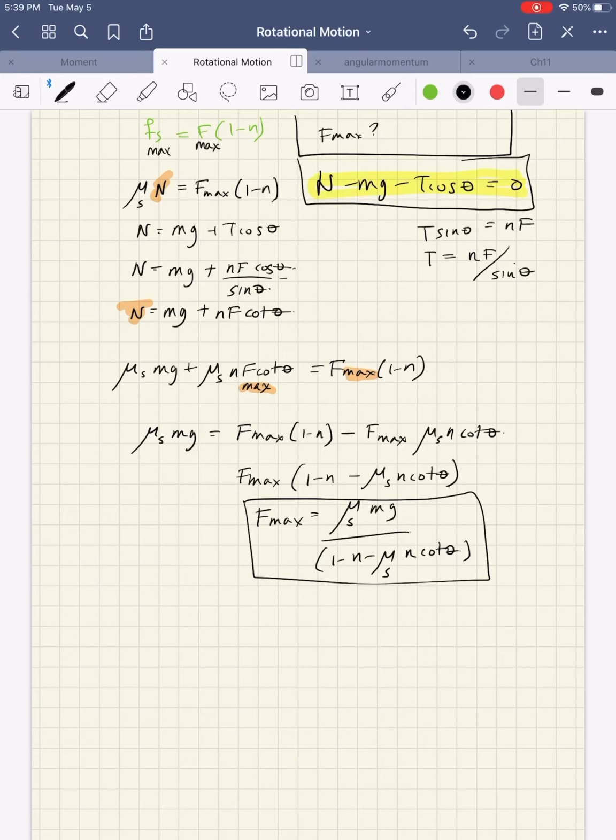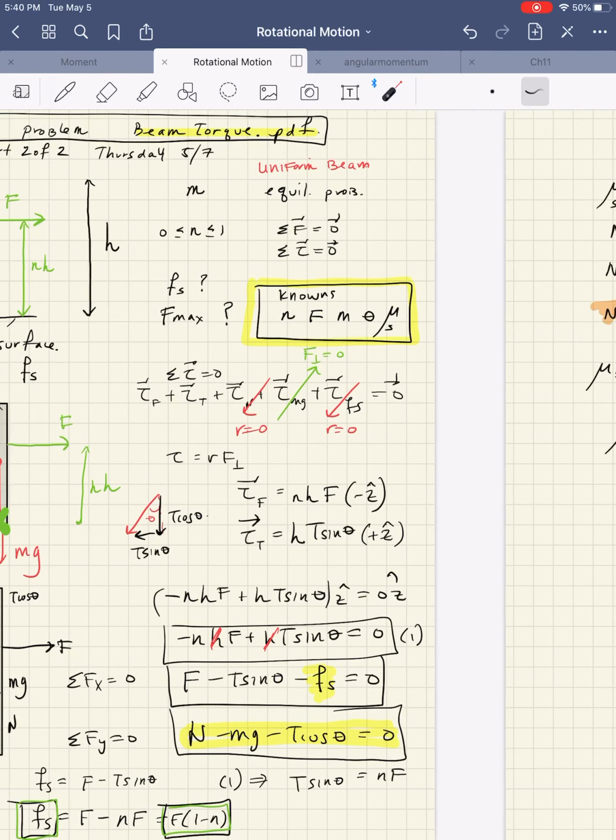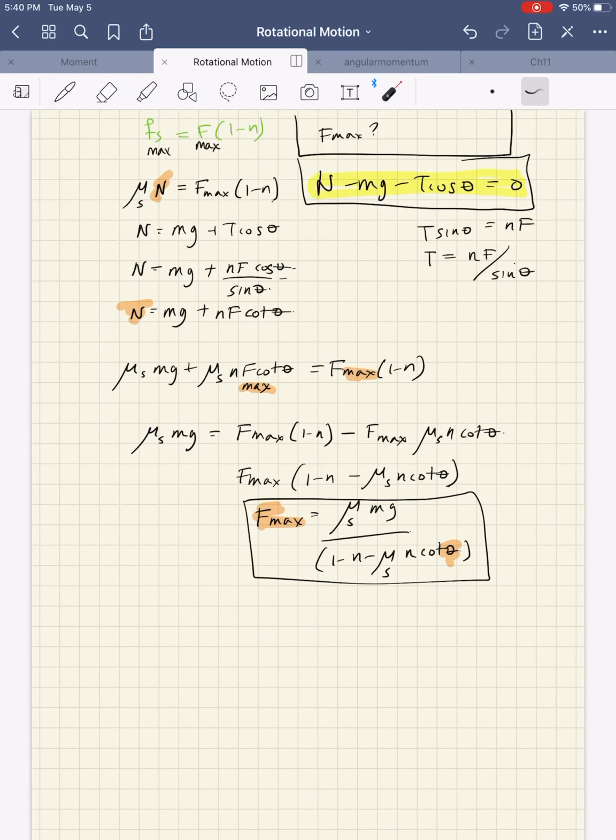And I'm done. I think this is interesting because this is also telling me that associated with each F max is a very specific angle theta. And so for one F max, there's a given theta. So for different angles, and don't forget the angles are associated with the direction of the rope here, right? For different angles, there are different values of F max that I can have.